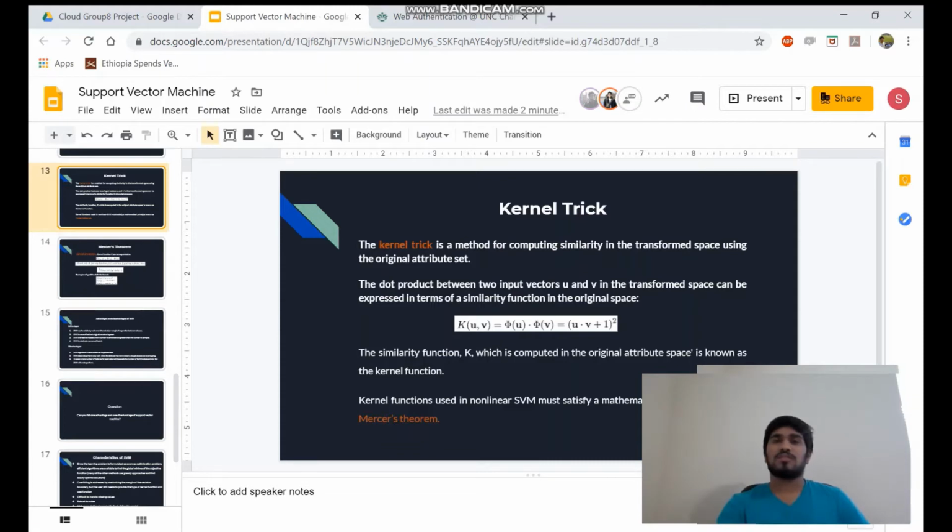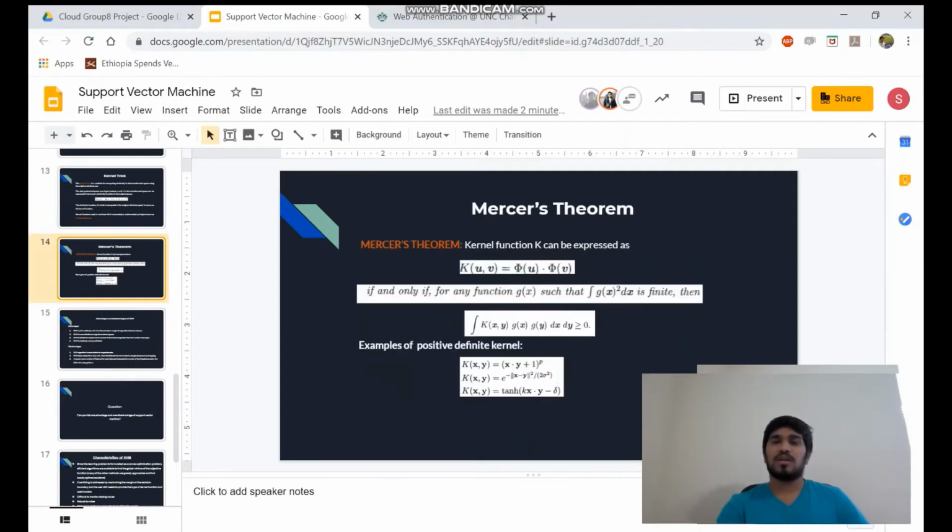The kernel function used in nonlinear support vector machines needs to satisfy a mathematical theorem called Mercer's theorem, which states that a kernel function can be expressed as a dot product of two vectors if there exists a function g(x) such that the integral of g(x) squared is finite. Then the integral of the kernel function times g(x) g(y) should be greater than or equal to 0. Examples of some positive definite kernels are listed below.